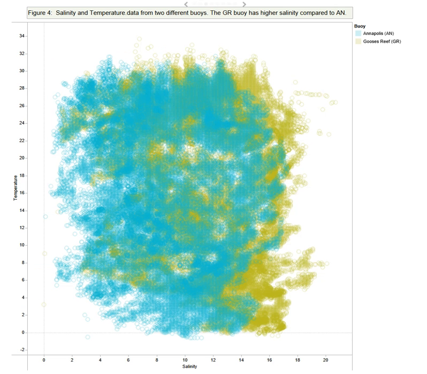Here we have a scatter plot. We have blue for Annapolis, and Goose's Reef buoy is in green. The Goose's Reef is jogged a little bit over to the right, showing that it is more saline. The salinity is higher here, and that makes sense because it is south of Annapolis, and as such, it's a little bit closer to the Atlantic Ocean.